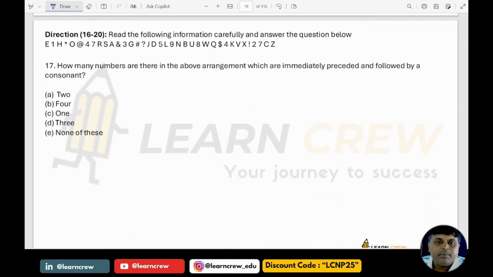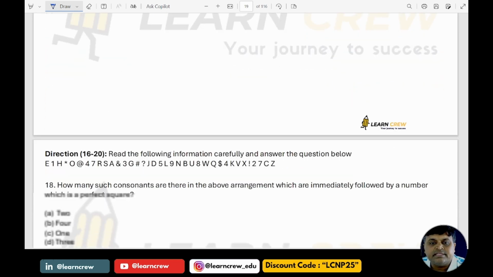Next, how many numbers are there in the above arrangement which are immediately preceded and followed by a consonant? So here what can be said? See here, this one, D5L, numbers preceded and followed by a consonant. Then L, N in between 9. So here also we have two. I don't find any other.